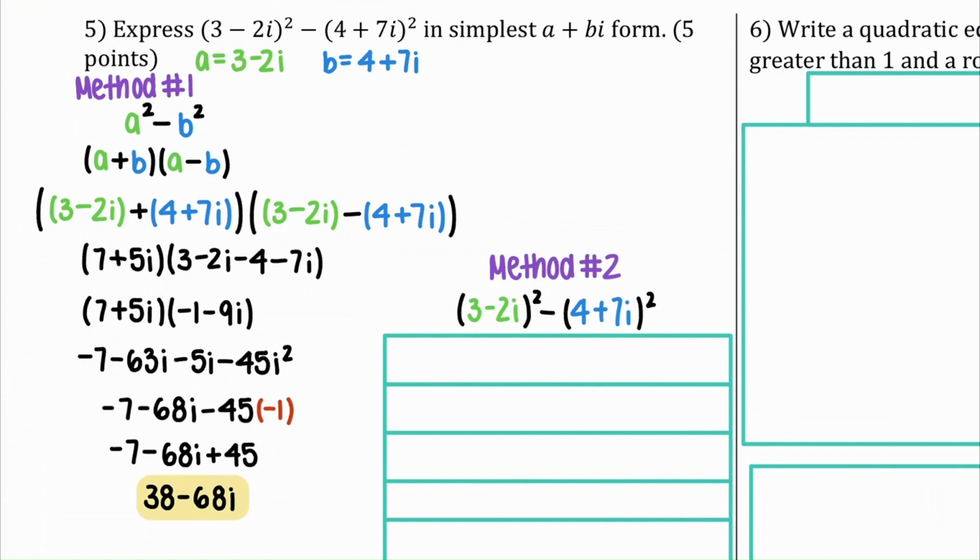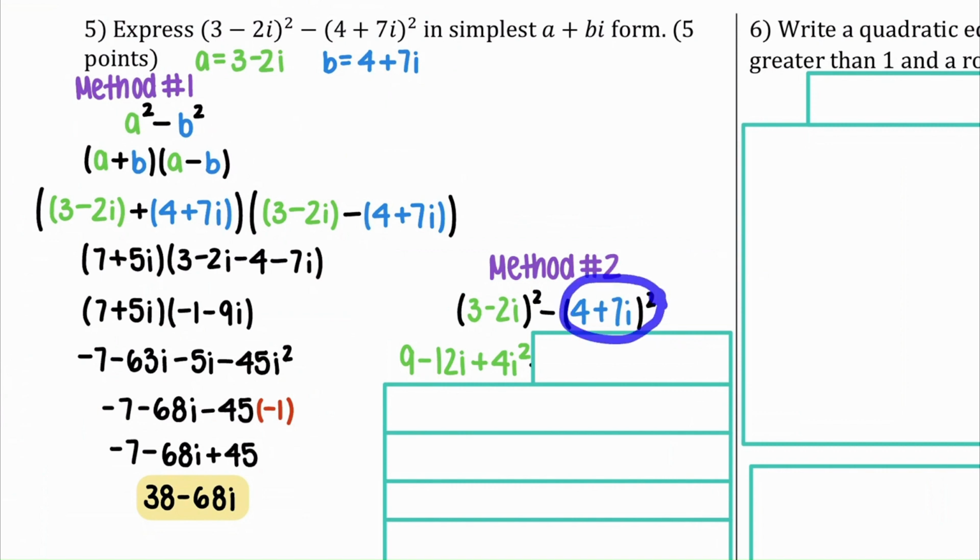So (3 minus 2i) squared. Again, we cannot distribute exponents. That's illegal. Don't do it. Because we should result in a trinomial. So that should give us 9 minus 12i plus 4i squared.